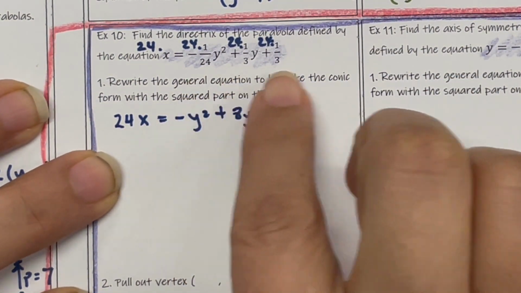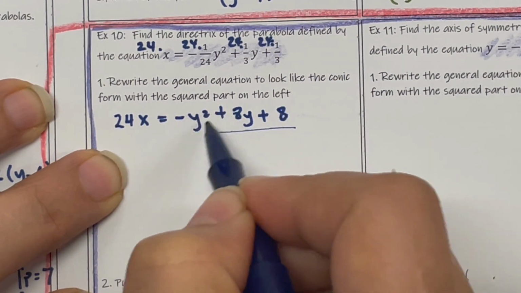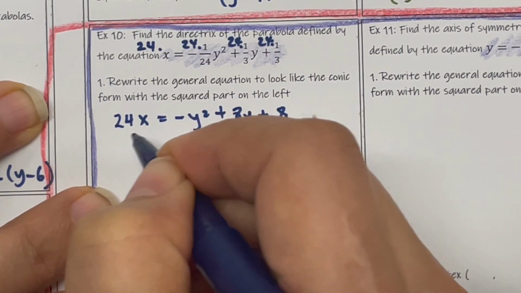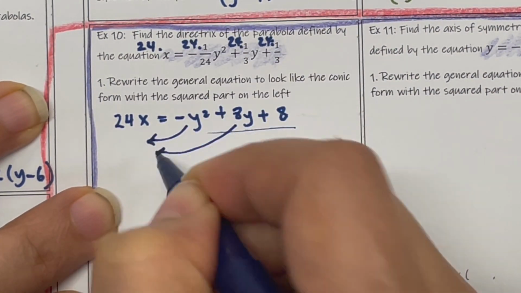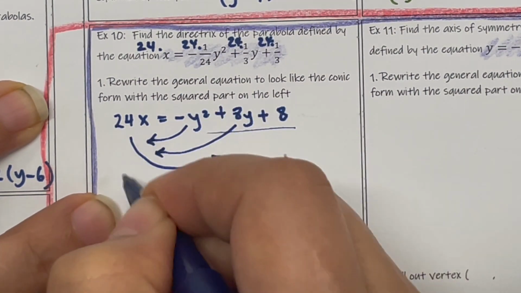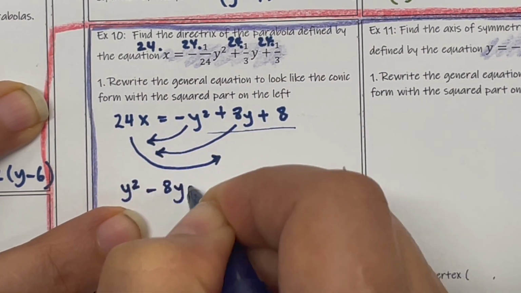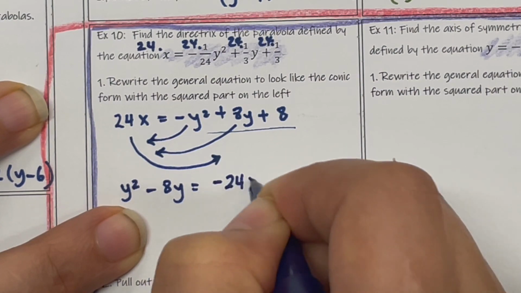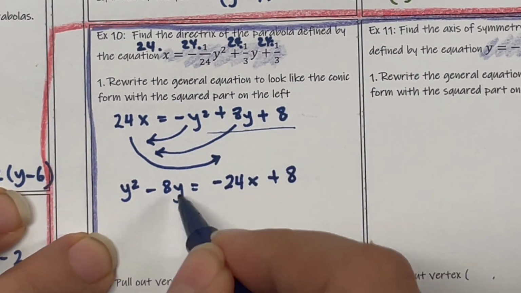We have to make this look like the conic form, right? So I'm going to take the y squared to the other side. And because I have y squared, I am also going to take y to the other side, and then I'm going to take x to the left. So let's go ahead and write that out. So y squared minus 8y is negative 24 plus 8, changing signs.